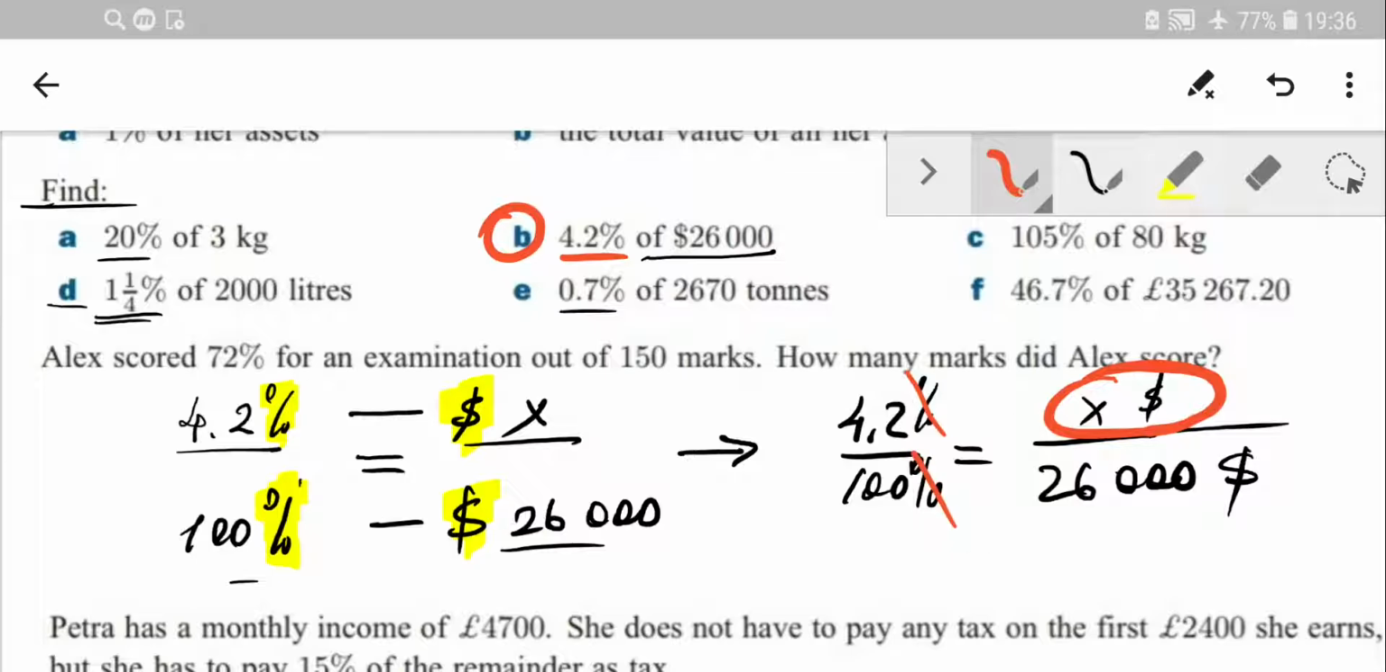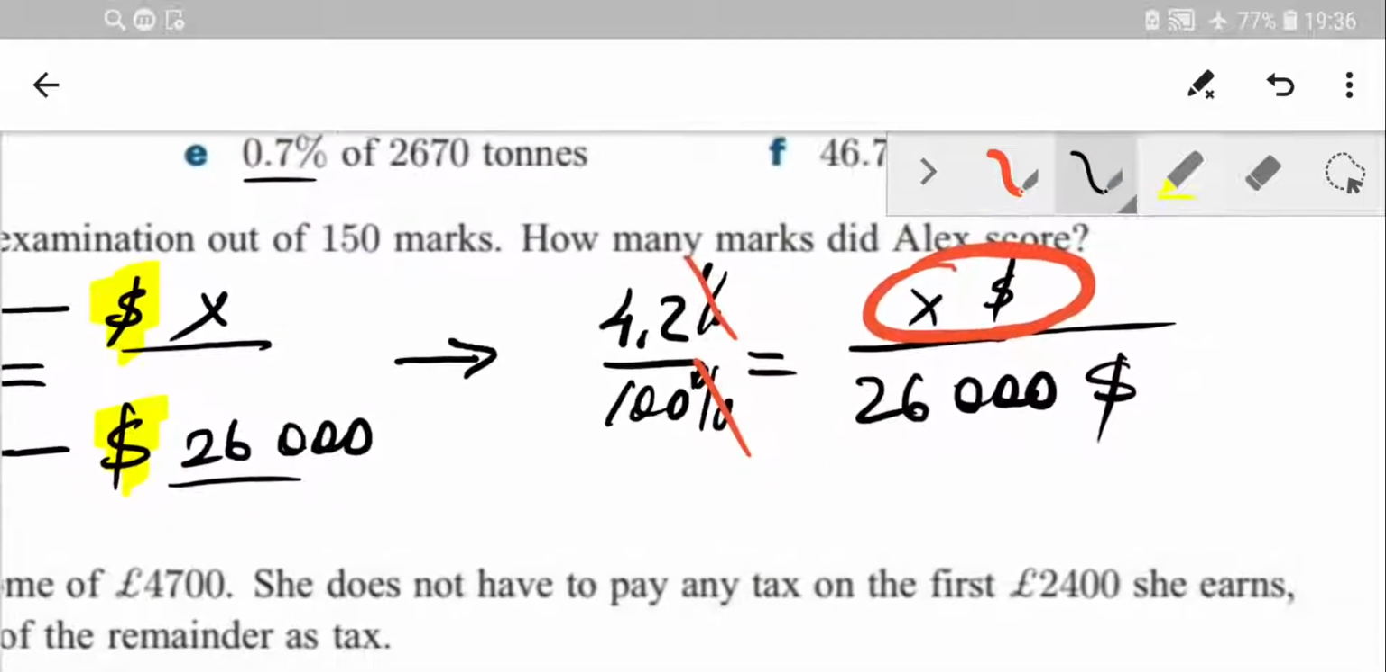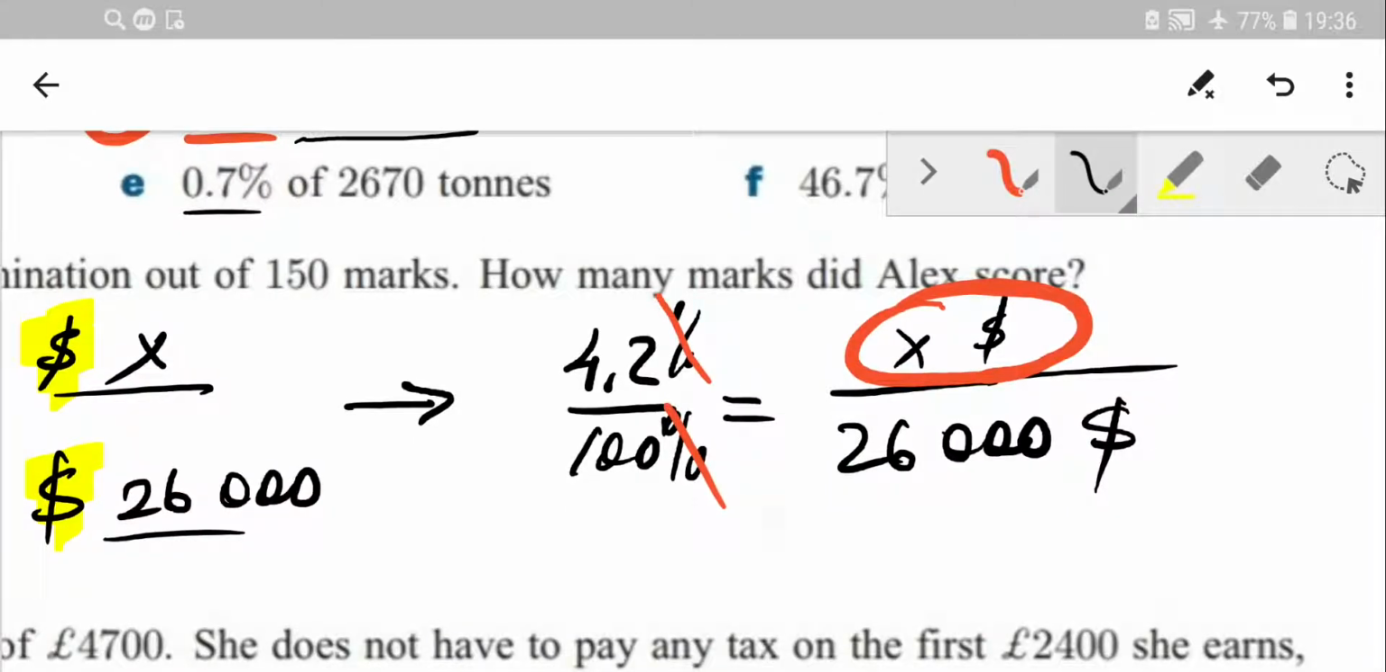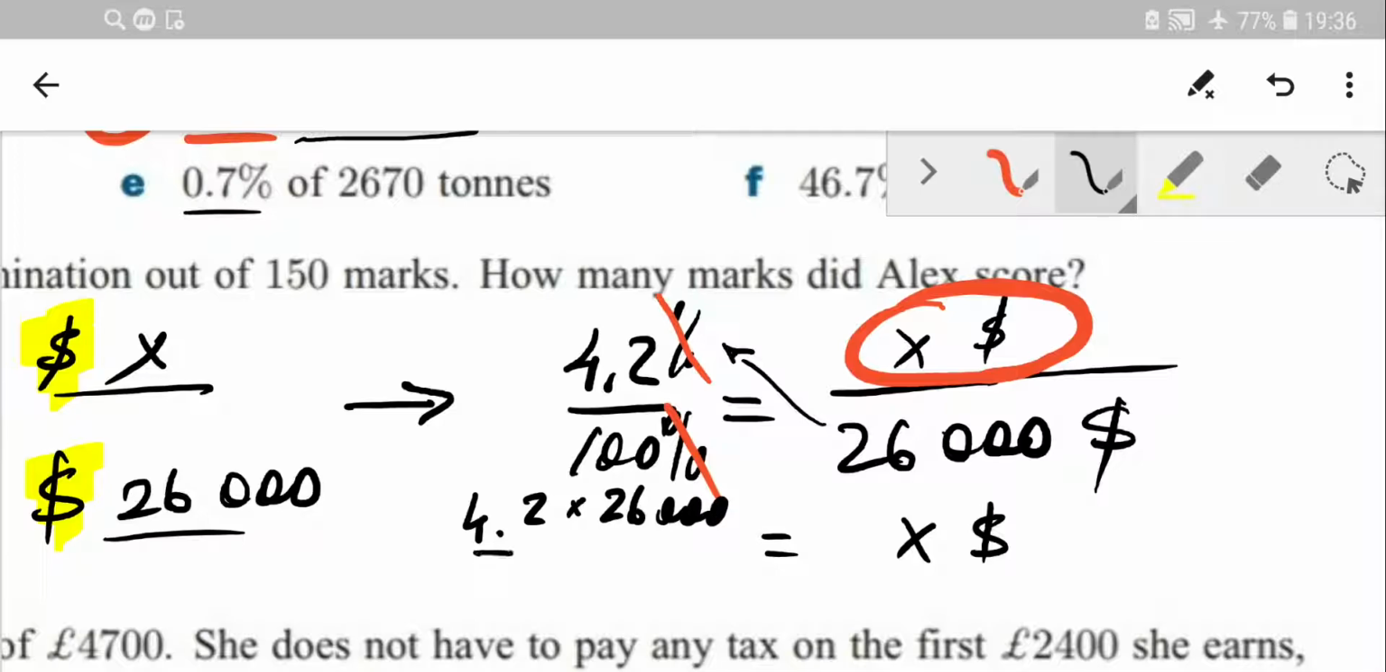How do you resolve this ratio? You just simply need to do what? Criss-cross multiplication. But because you have X left on the right side alone, you just simply need to do criss-cross multiplication, 26,000 by 4.2. Right, so you'll get 4.2 multiplied by 26,000 and divide by 100.